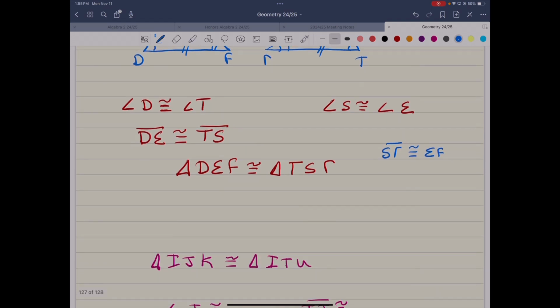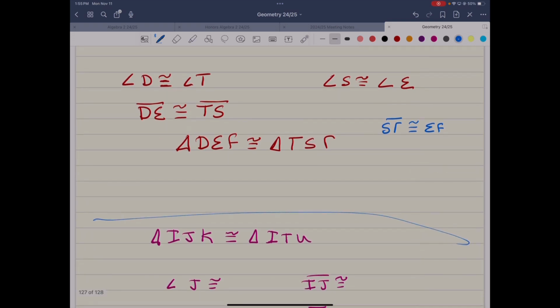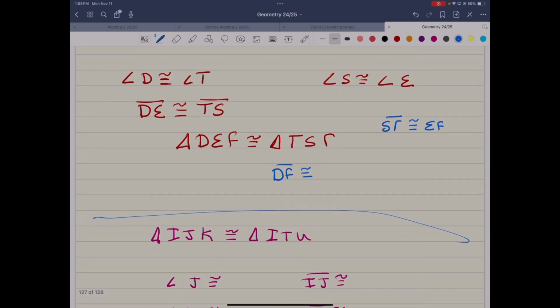Now I'm going to take the picture away. Don't pay attention to this at all yet. I'm going to take the picture away, and I'm going to say side DF. If I take the picture away, and I just leave the congruency statement.